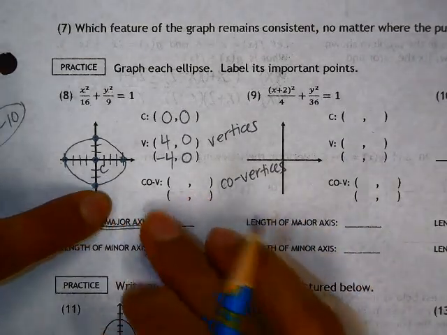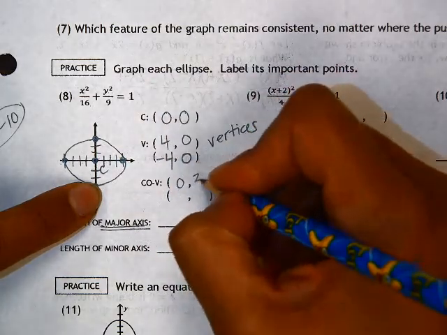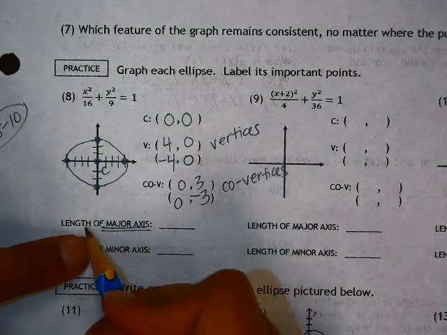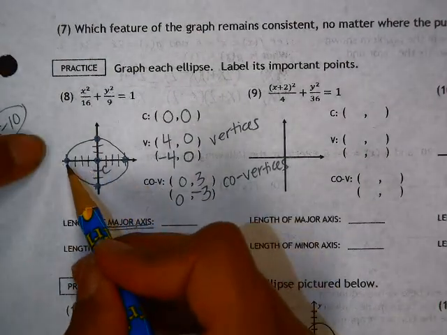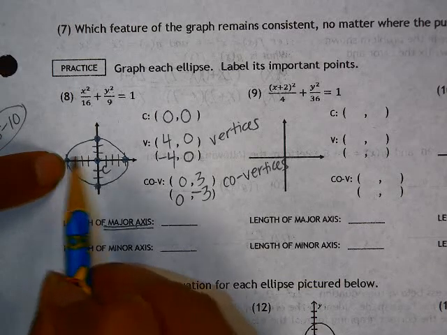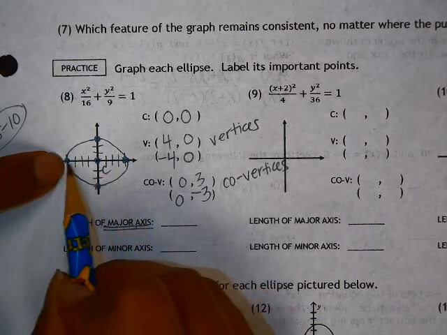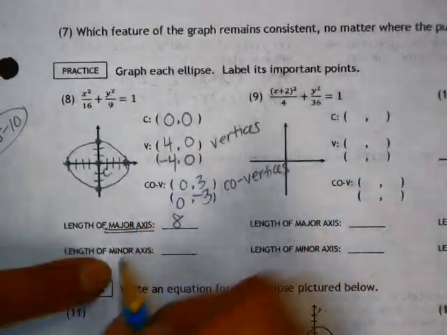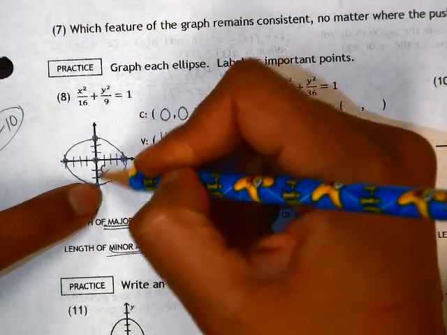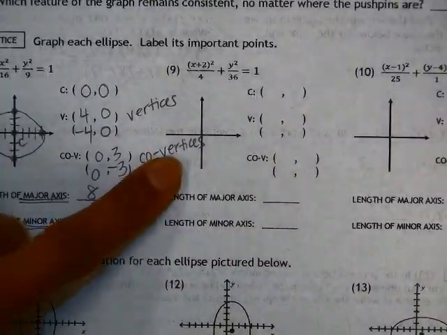The co-vertices are the points that are on the minor axis, or the shorter. So 0, 3 and 0, negative 3. The length of the major axis is the distance from the end of the ellipse to the other end on the longer side. So from here to here is 8. And the length of the minor axis is the length of the shorter axis on the ellipse. From here to here is 6.